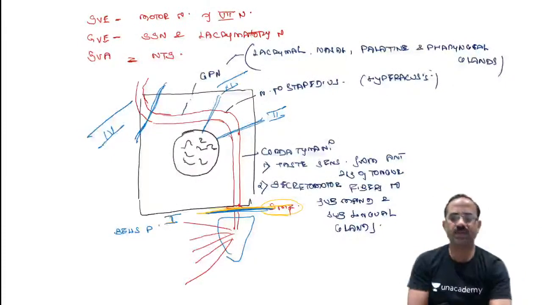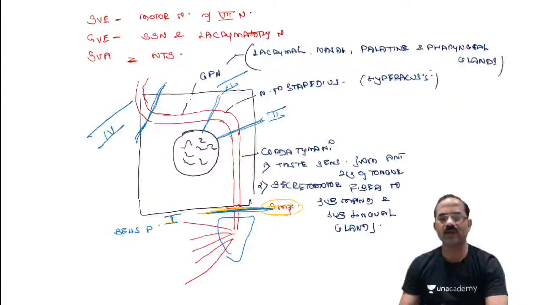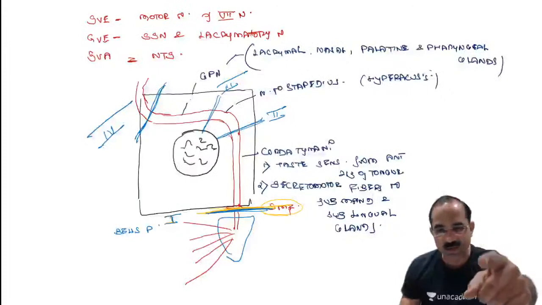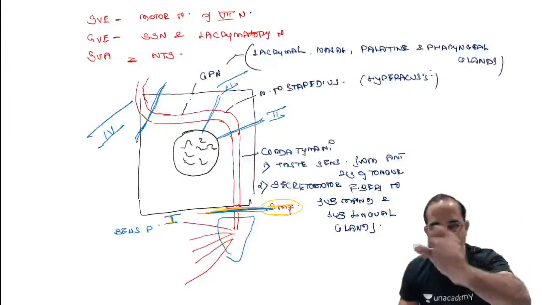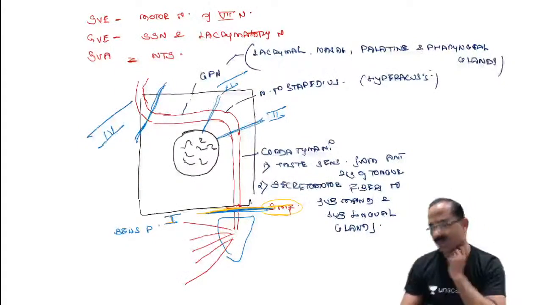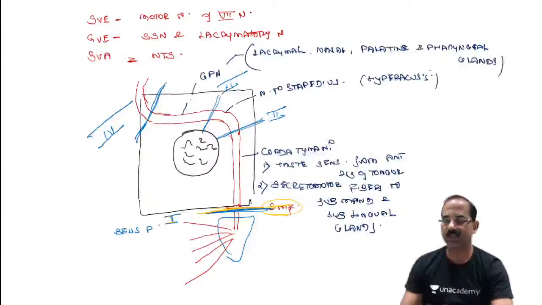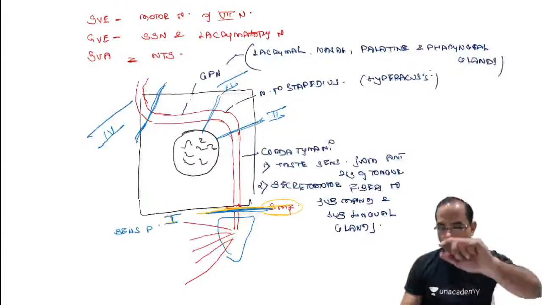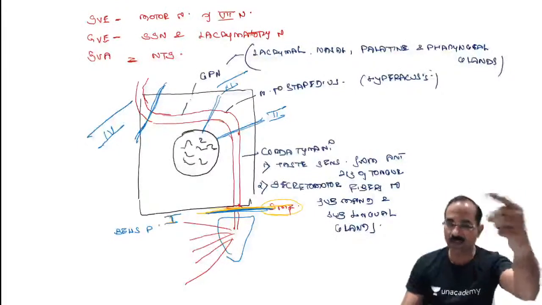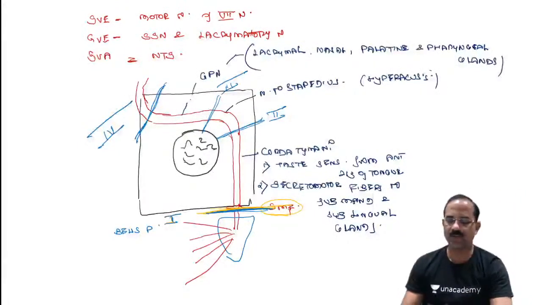So what is the cranial nerve supplying the parotid? The glossopharyngeal. And what is the name of the nucleus of the glossopharyngeal nerve to supply the parotid? Inferior salivatory nucleus. And what is the name of the nucleus of facial nerve to supply the rest of the glands? Superior salivatory and lacrimatory nucleus. Perfect, students.